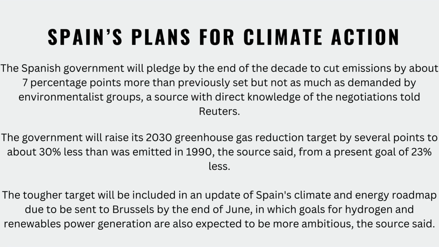So here's Spain's plans for combating climate change. The Spanish government will pledge by the end of the decade to cut emissions by about 7 percentage points more than previously said, but not as much as demanded by the environmentalist groups. The government will raise its 2030 greenhouse gas reduction target by several points to about 30% less than what was emitted in 1990. The tougher target will be included in an update of Spain's climate and energy roadmap, due to be sent to Brussels by the end of June, in which goals for hydrogen and renewable power energy are also expected to be more ambitious.